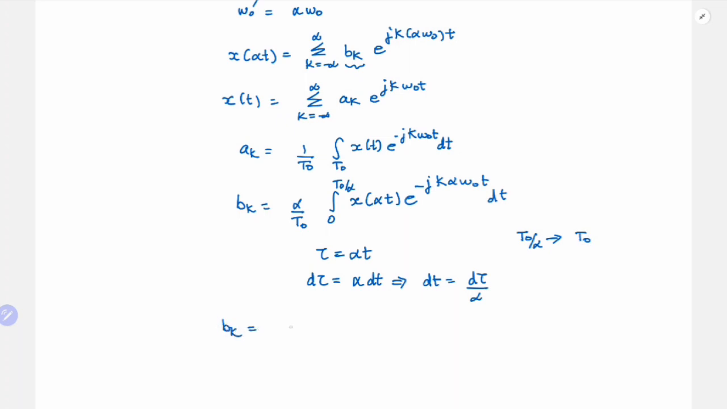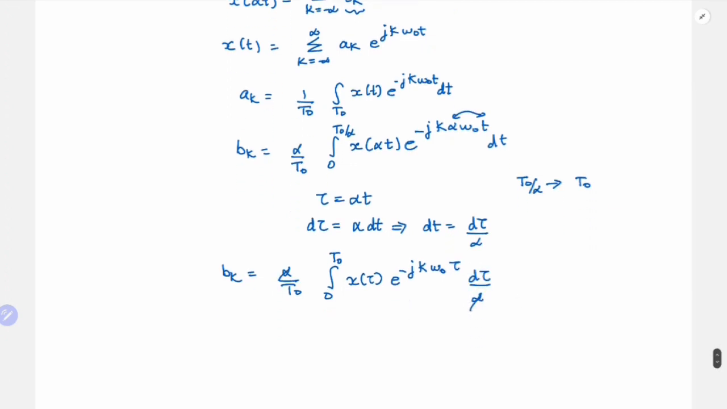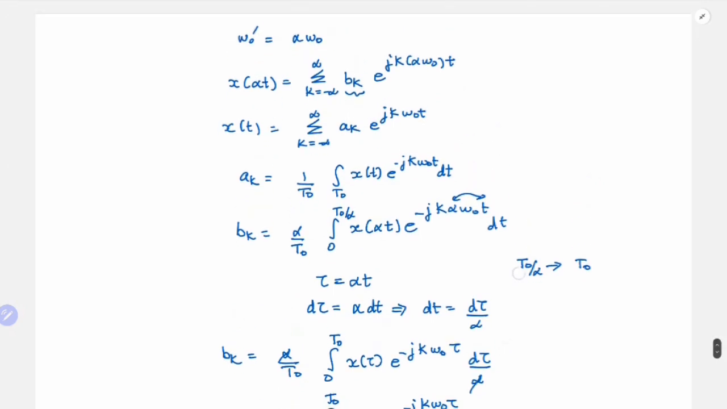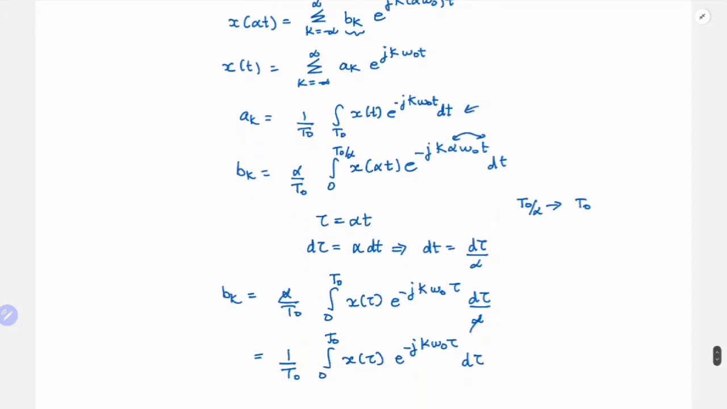So bk is nothing but alpha by t naught integral 0 to t naught of x of tau e power minus jk omega naught, alpha and t you can combine to form tau, and dt is d tau by alpha. So now we can cancel this alpha and this alpha. So what do we have? 0 to t naught x of tau e power minus jk omega naught tau d tau. But this looks familiar, right? This is nothing but ak itself.